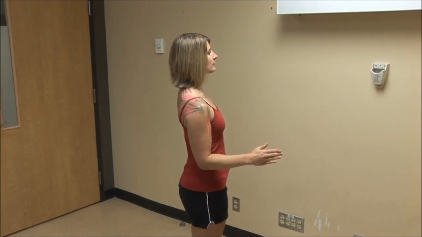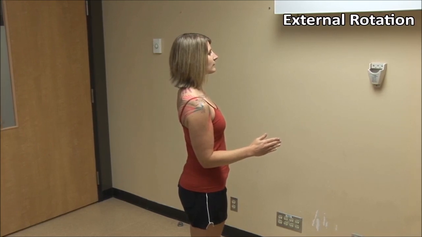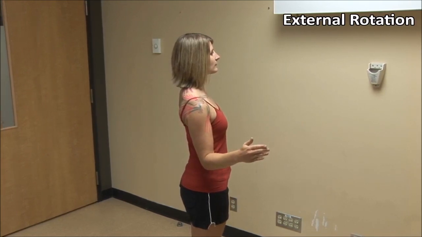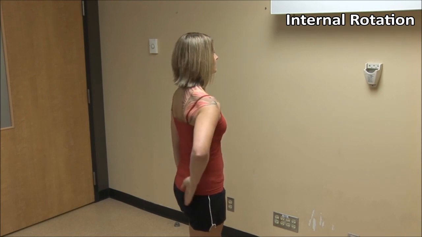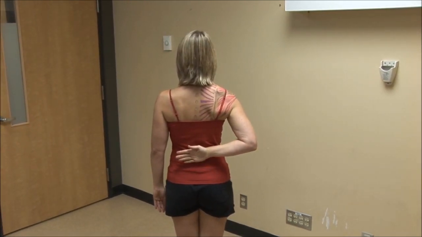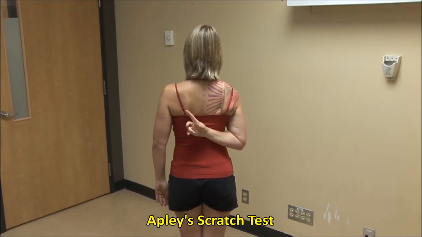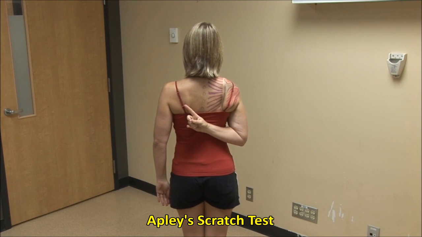You can also test rotation with the elbows at the sides. External rotation is about 45 to 90 degrees in this position, and internal rotation can go up to 120 degrees. You can ask the patient to touch the tip of the opposite scapula. This is also known as Apley's scratch test.